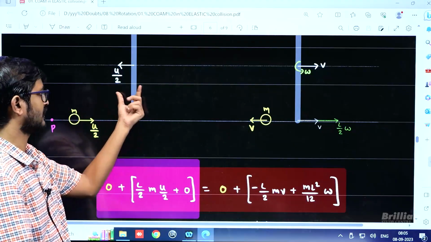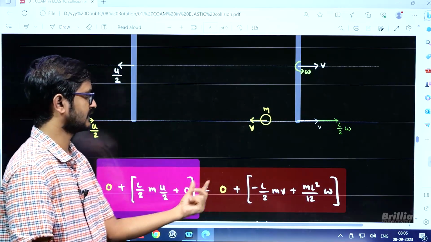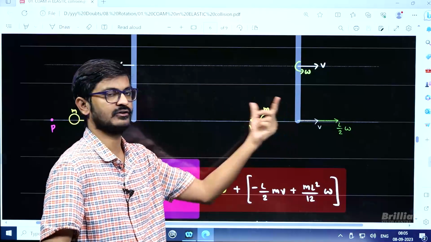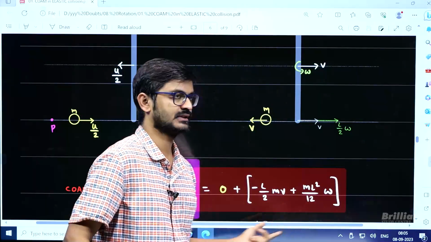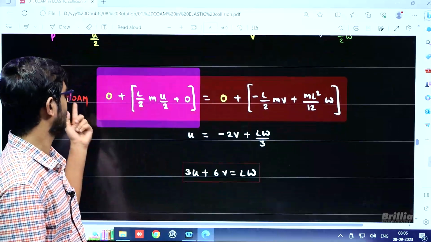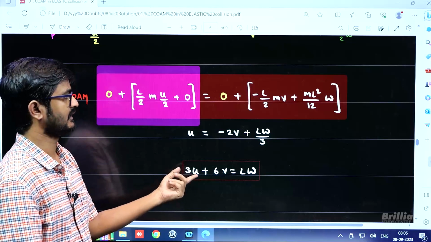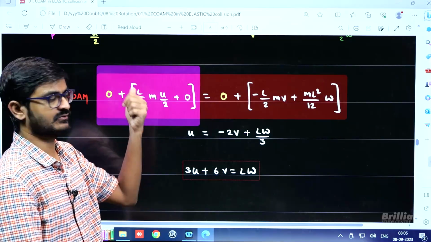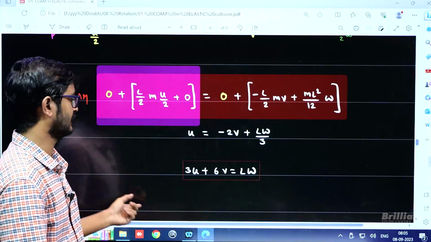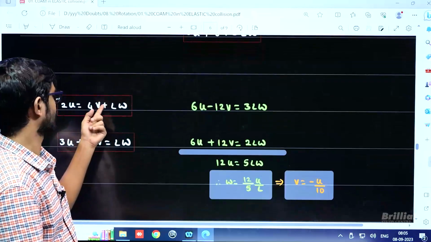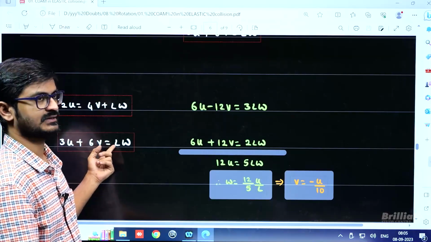For point mass it is 0, for rod there will be 2 components, of center of mass, about center of mass. Now when I did the calculation, I ended up with this result. So I got one equation from here. I got one equation from e equals 1, one equation from conservation of angular momentum.